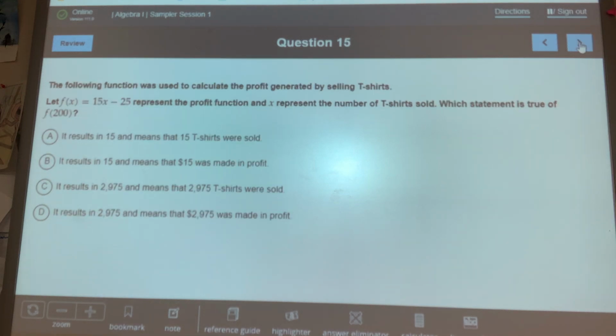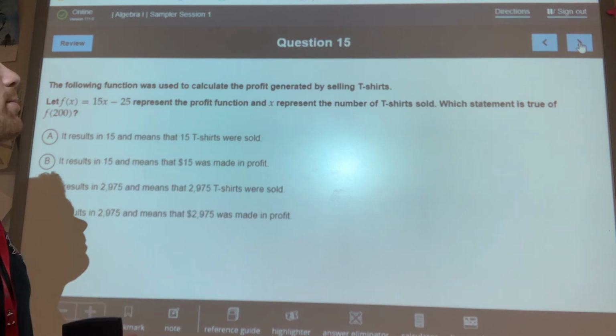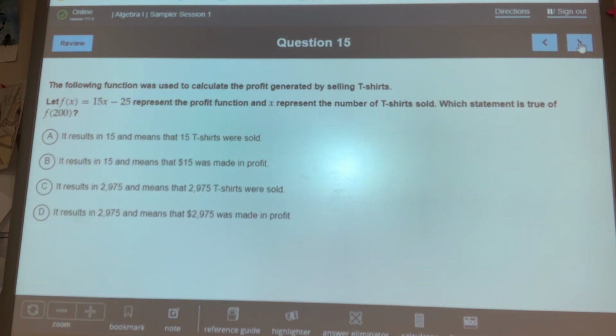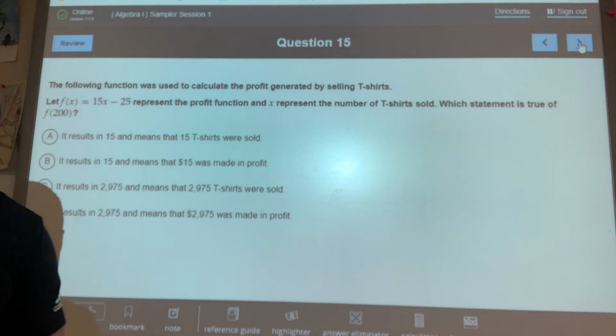Okay, on to question 15. It says the following function was used to calculate the profit generated by selling t-shirts. Let f of x equal 15x minus 25. Let f of x represent the profit function and x represent the number of t-shirts sold. Which statement is true? F of 200.